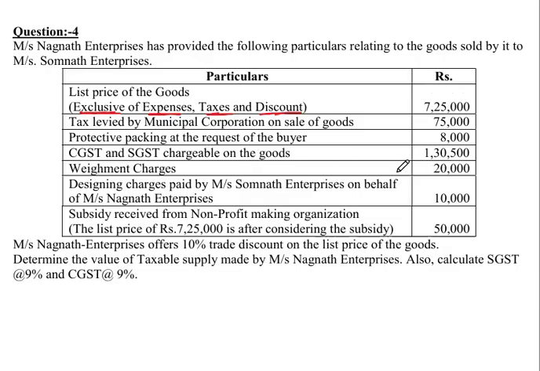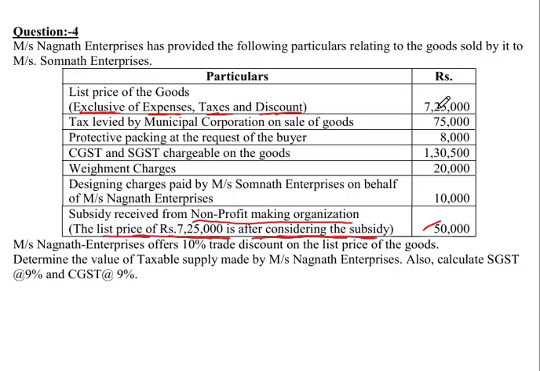Weighment charges 20,000. Designing charges paid by Mrs. Somnath Enterprises on behalf of Nagnath Enterprises, 10,000. Subsidy received from the non-profit making organization is 50,000. The list price is 7,25,000, after considering the subsidy. The base price which is given, the list price, is given after the subsidy.